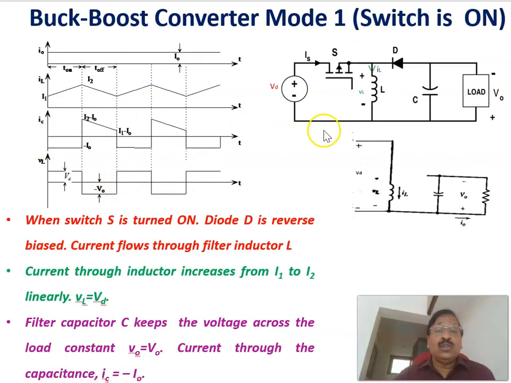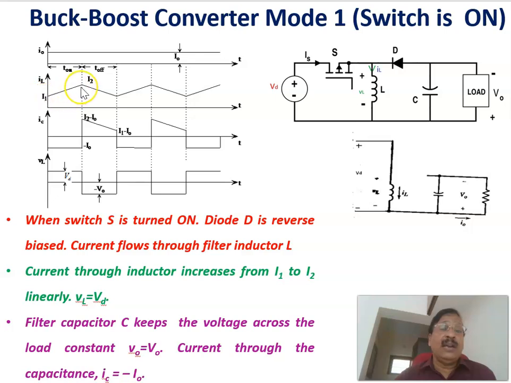Now continuing the buck-boost converter in mode 1, as I already told, when the switch is on, we consider it as mode 1. When the switch is on, this is the equivalent circuit, and the voltage across the inductor is the same as the input voltage Vd. That is why the voltage across the inductor is equal to Vd, and since the voltage is positive, the current through the inductor is building up, marked as from I1 to I2.